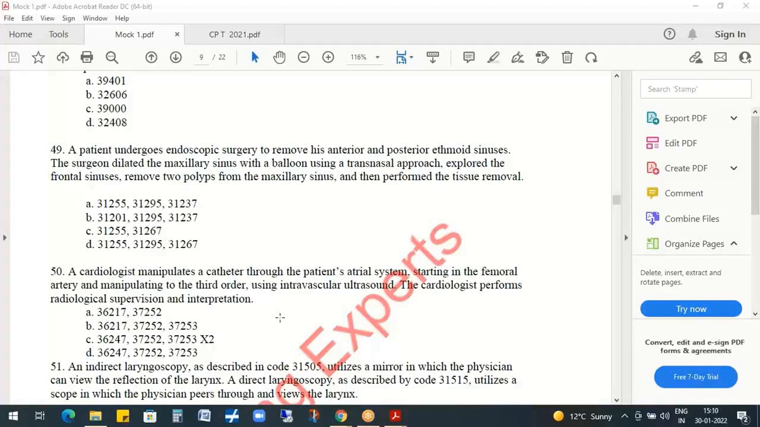Manipulates a catheter arterial system starting in the femoral artery and manipulated to the third order using intravascular ultrasound. The cardiologist performs radiological supervision and interpretation. Now you can tell me how many arteries? 3 or only 2?